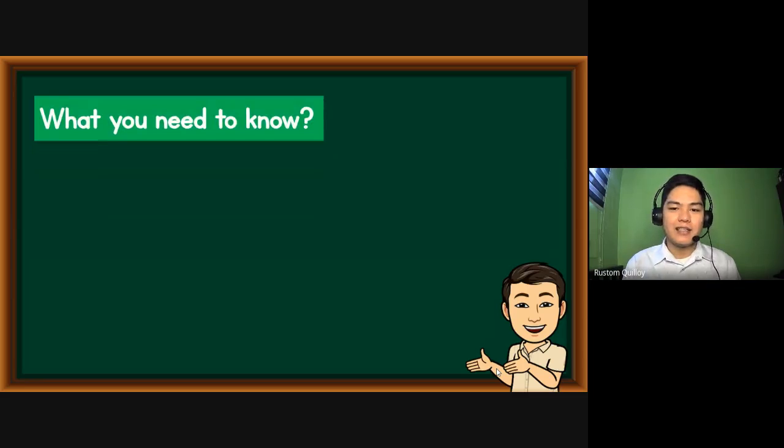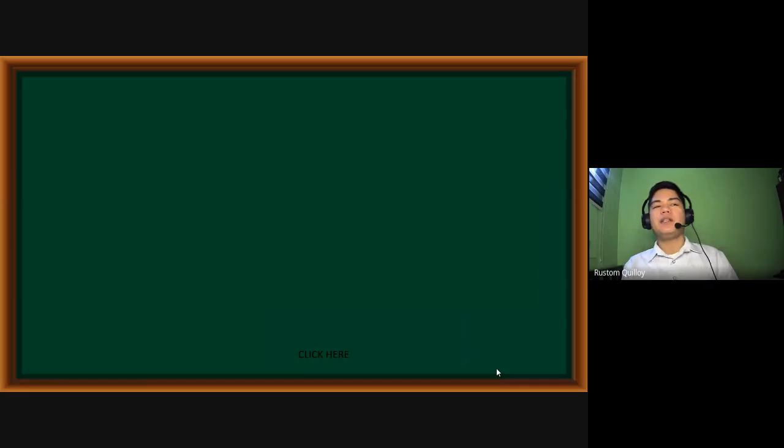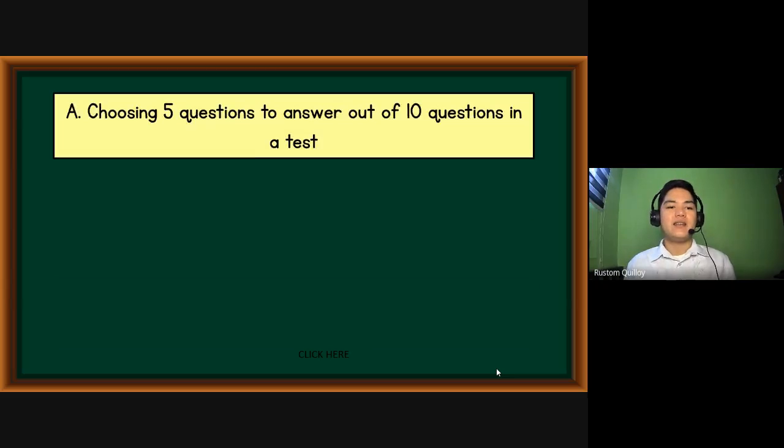Okay, so based from that activity, I know you already mastered our topic about permutation. So now I will give you some situations and all you have to do is to tell me whether it is permutation or combination. Just raise your hand if you want to answer. Okay, first is choosing 5 questions to answer out of 10 questions in a test. Is it permutation or combination? Yes, Clarence. Combination. Yes, very good, combination.